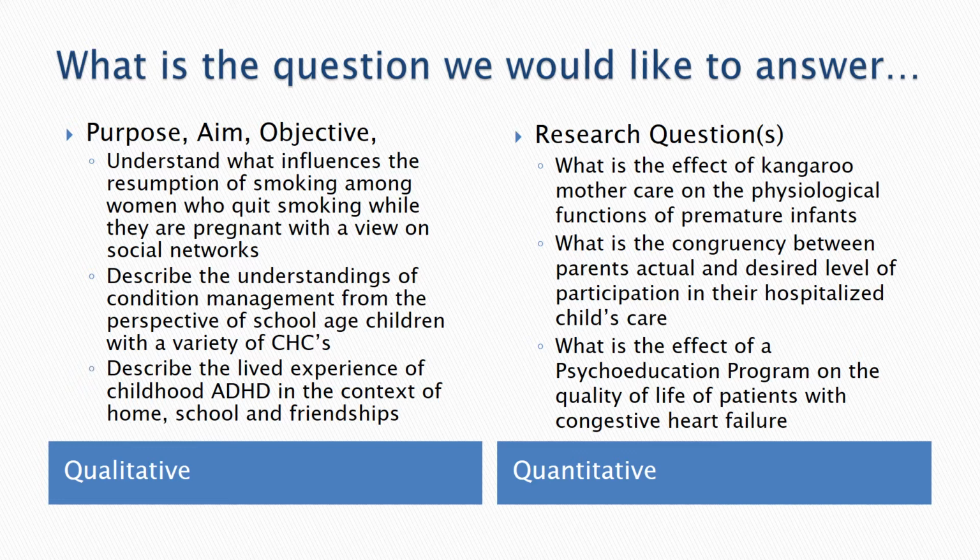On the right-hand side, looking at quantitative questions, I used the example from the kangaroo mother care study that we looked at last week. So one of the questions, there were 3, was: what is the effect of kangaroo mother care on the physiologic functions of premature infants? So you can see with that question, we'd need to have some really clearly defined measurement strategies. And we'd really have to describe in detail that independent variable and then the dependent variable that we're measuring.